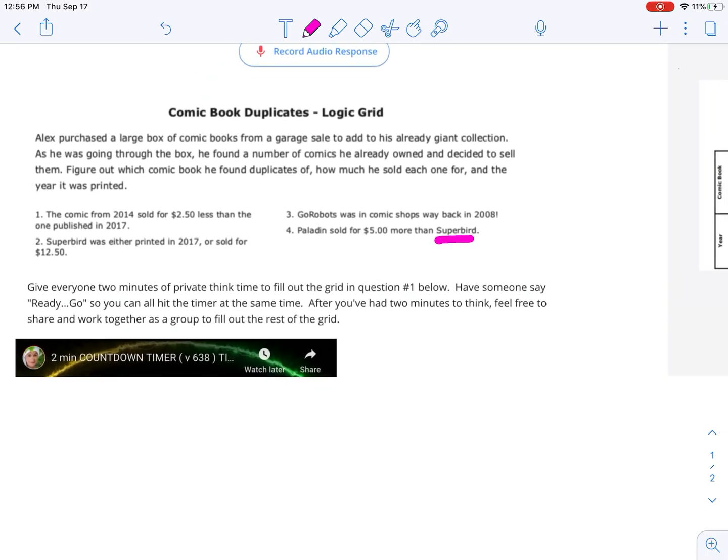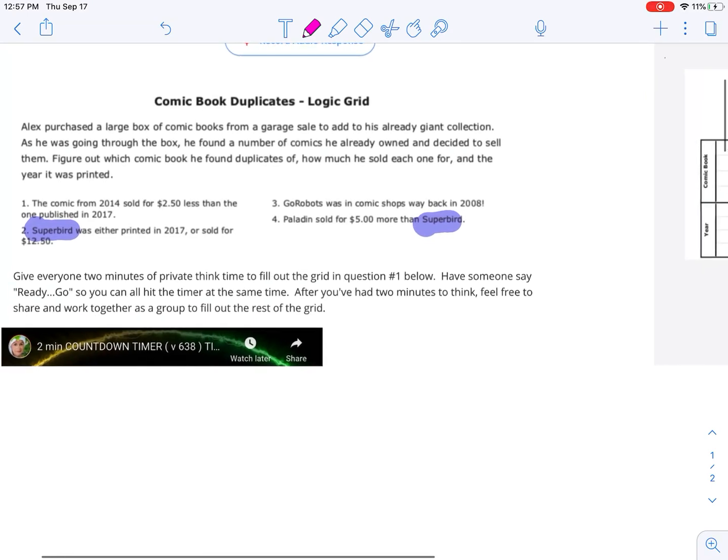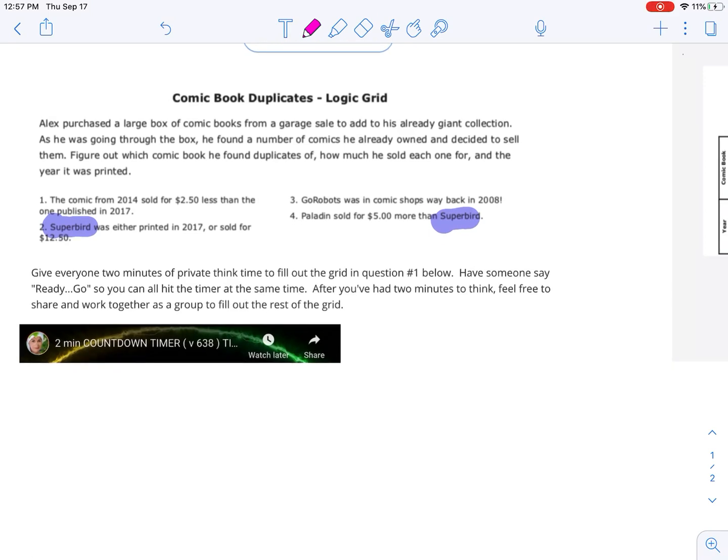So that comic book that is mentioned twice is, maybe I'll use the highlighter, it's Superbird. And it's mentioned 2 times. Okay, what does it tell us? It tells us that Paladin sold for $5 more than Superbird. Okay, so 2 tells us that Superbird was either printed in 2017 or sold for $12.50.